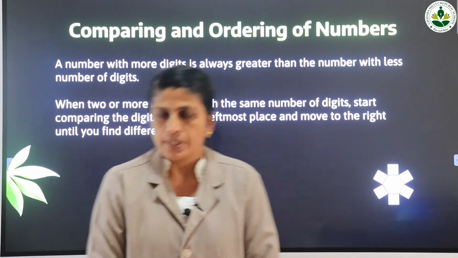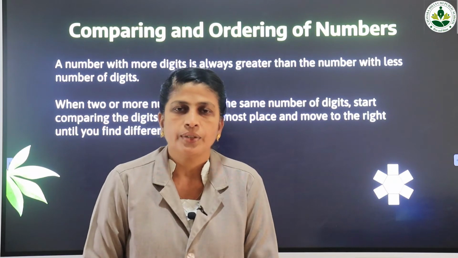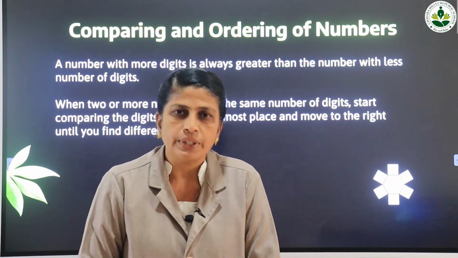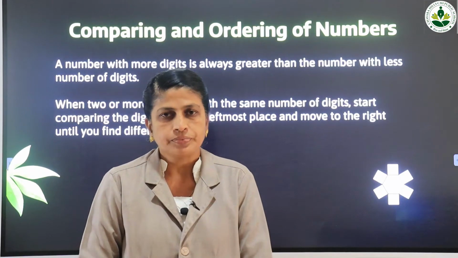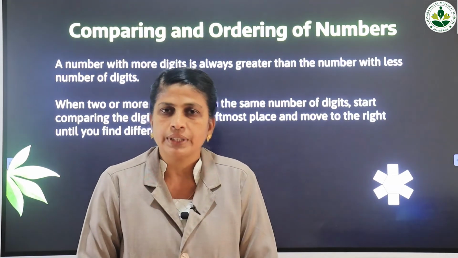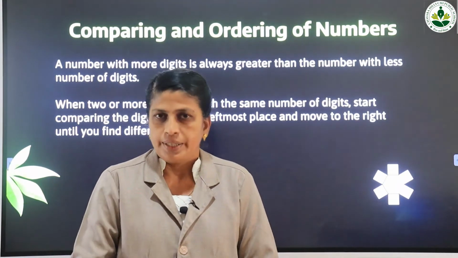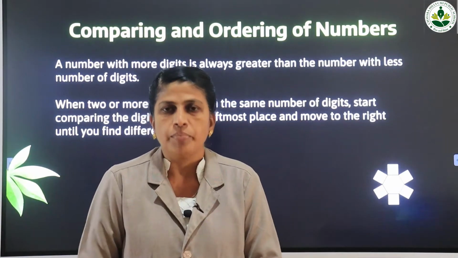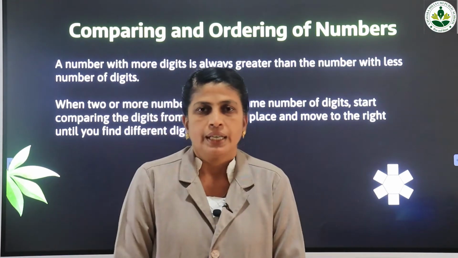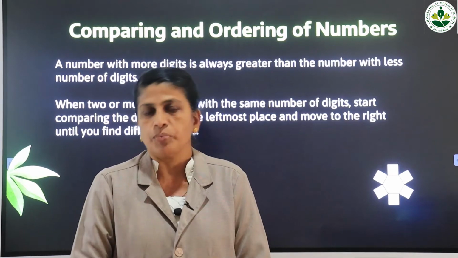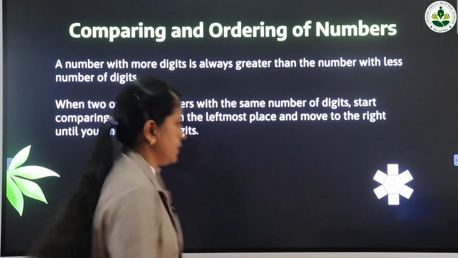Whenever you get some numbers to compare, first check the number of digits in the given set of numbers. Then the number with more digits will be the bigger number. Next, if the numbers have the same number of digits, then compare the digits from the leftmost place and move to the right side. Let us see some examples.